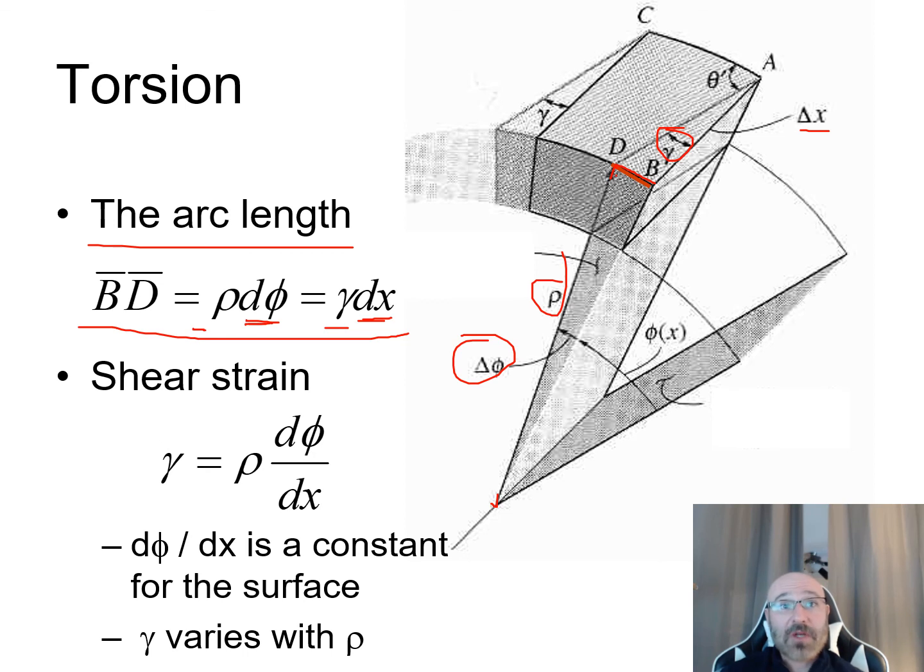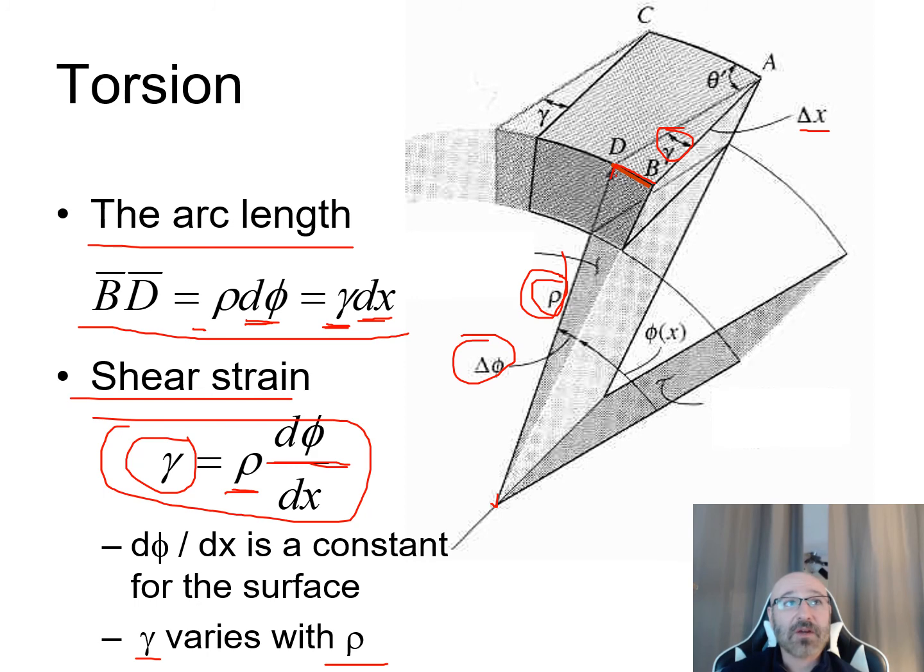Now from that, our question is, how do we get our gamma, which is our shear strain? Well, we have our relationship for shear strain. We can rearrange these. We say that our shear strain is equal to our rho, the radius of curvature we just showed on our diagram, times our d phi dx, our change in phi with respect to our x position. Then d phi dx is a constant over the surface, and phi is going to vary with our rho, based upon this relationship.